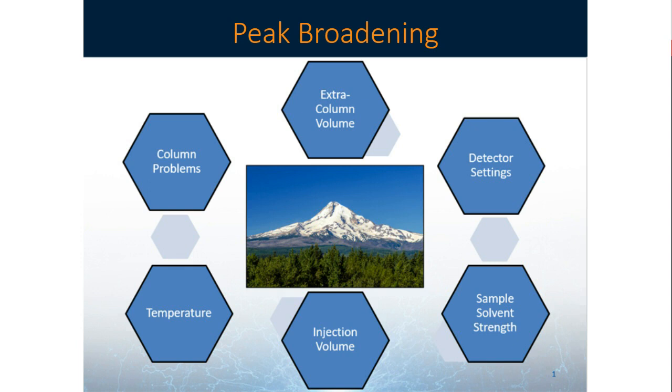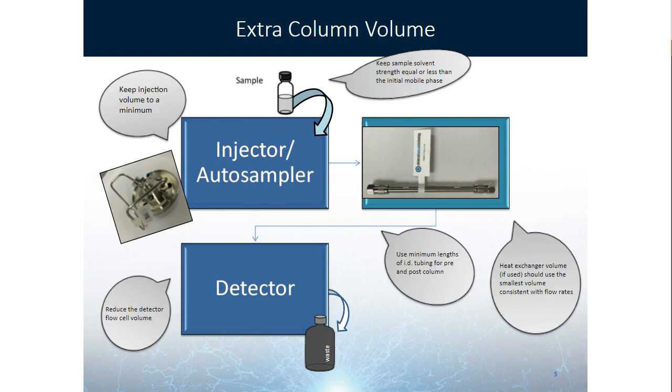So let's start with extra column volume, which is the volume in an HPLC system that's external to the column that contributes to the total peak volume. This will impact your peak width, your resolution, and your overall efficiency. Most new HPLC chromatographic systems have been optimized. Therefore, the use of high efficiency SPP and fused core columns could do well, but many older chromatographs are still in active use.